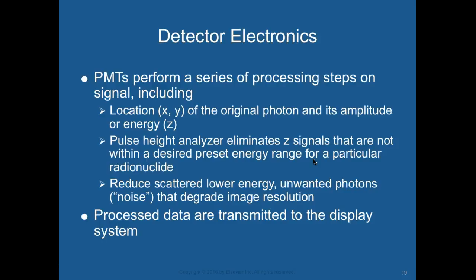So in the detector electronics, the PMTs perform a series of processing steps on the signals, including location of the X and Y axis of the original photon and its amplitude or energy, which is the Z. The pulse height analyzer eliminates Z signals that are not within a desired preset energy range for a particular radionuclide. So it reduces scattered, lower energy or unwanted photons, which we call noise, that degrade image resolution. The processed data are transmitted to the display system.